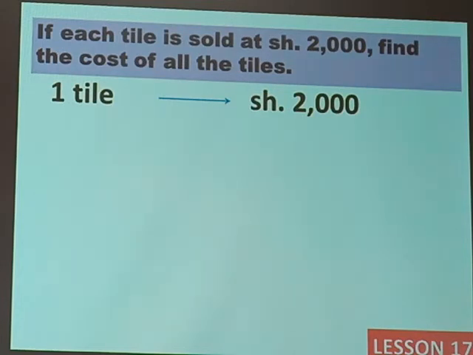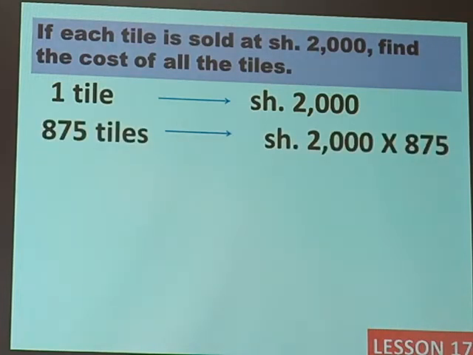We are going to get the amount of money for how many tiles? In part A, we got 875 tiles. For us to get the cost now, we have to multiply the cost of one tile times the number of tiles we are having. Now, I would like to rearrange these numbers. This is a 4-digit number times a 3-digit number.